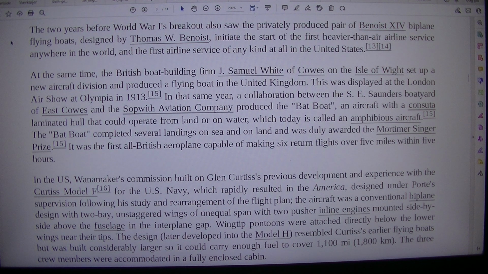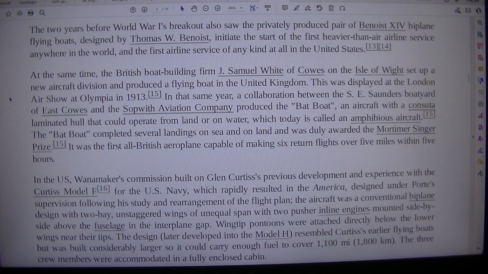At the same time, the British boat-building firm J. Samuel White of Cowes on the Isle of Wight set up a new aircraft division and produced a flying boat in the United Kingdom. This was displayed at the London Air Show at Olympia in 1913.